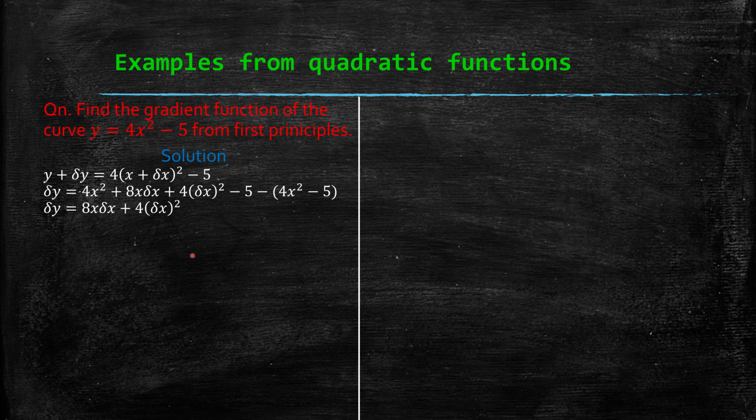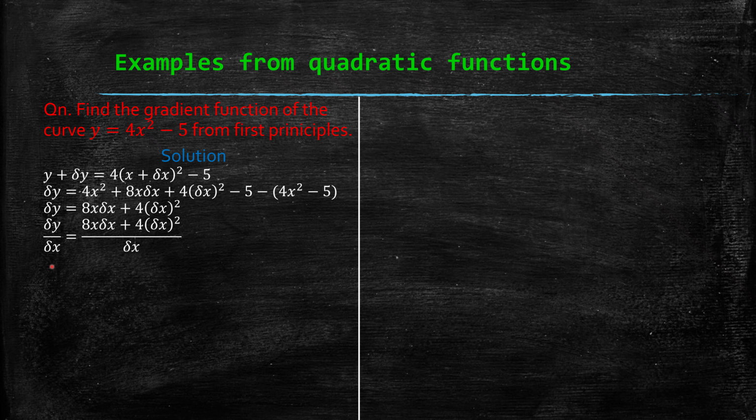Then afterwards, we are going to simplify further, whereby this is going to be negative, it goes with this one which is positive, and then because of this negative, it's going to multiply this negative to become positive 5, which is going to go with this negative 5. Then our expression is going to be small change in y is equal to 8x small change in x plus 4 small change in x squared.